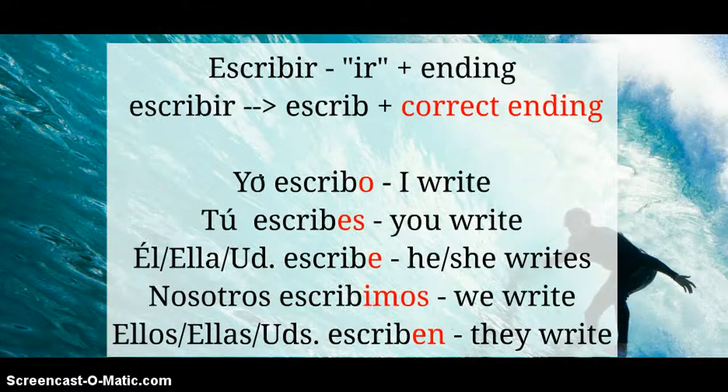Now let's practice an IR ending verb. Escribir means to write. So if we want to conjugate escribir in all of these subjects, you want to subtract the IR, okay? You want to remove the IR ending and add the correct one. So, yo escribo is I write, tú escribes, you write, él, ella, usted escribe, he or she writes, nosotros escribimos, we write, ellos, ellas, ustedes escriben, they write. All of these endings match with the subject, and you started with the infinitive, and you got to these verbs by removing the IR and adding the correct endings.